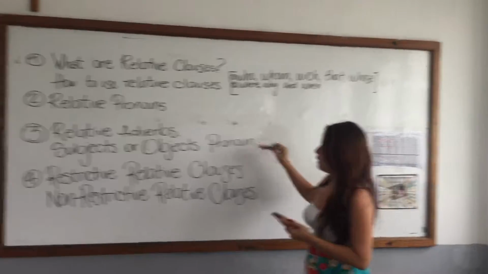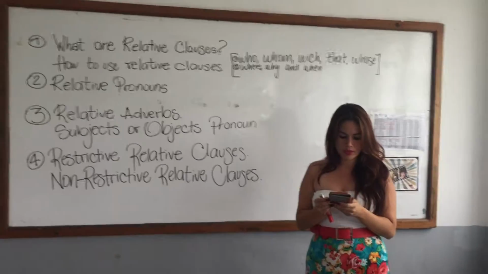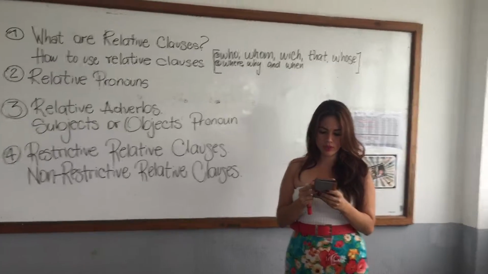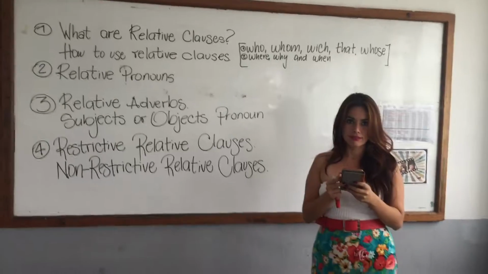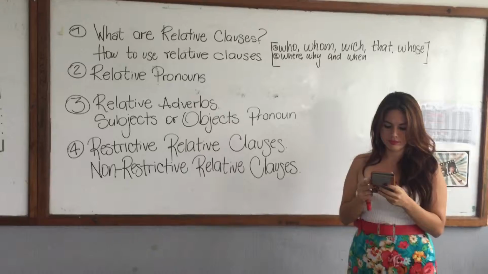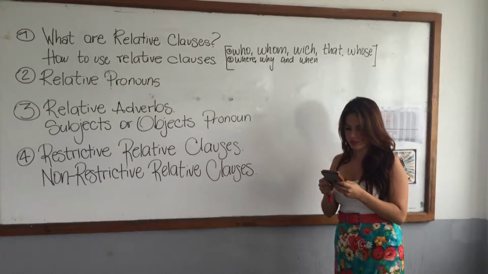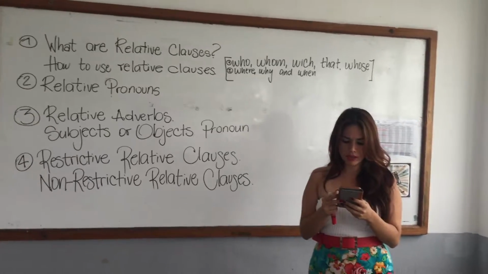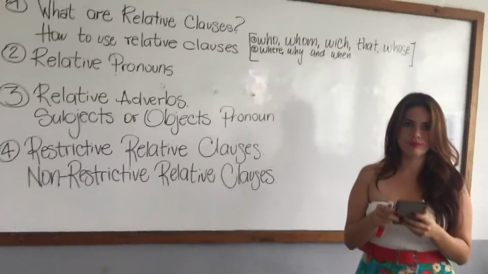Subject or object pronoun. You can distinguish subject and object pronouns as follows. If the relative pronoun is not followed by a noun or pronoun, it is a subject pronoun. Example: the apple which is lying on the table is sweet. If the relative pronoun is followed by a noun or pronoun, the relative pronoun is an object pronoun.